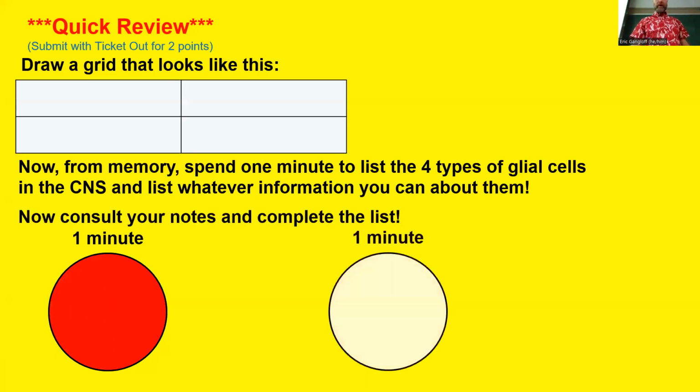All right, now go ahead and look at your notes and make any additions or amendments that you'd like. And now you have a little handy study guide of the 4 types of glial cells in the central nervous system.